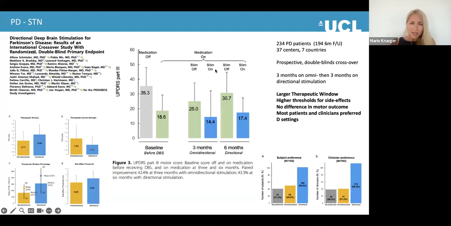So I think that's the major disadvantage of this study, that they didn't do it with medication off, which is usually how you would evaluate the amount of stimulation or the improvement of stimulation. So we have to take the results with a bit of a question mark. But still, they reconfirmed that the therapeutic window is definitely wider in directional electrodes.